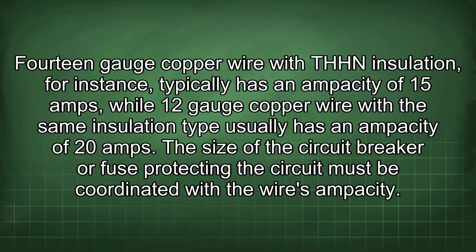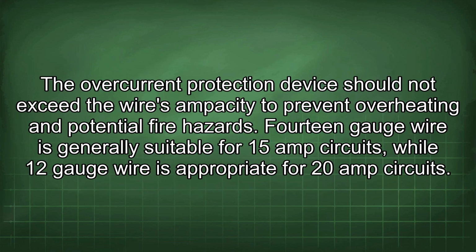The size of the circuit breaker or fuse protecting the circuit must be coordinated with the wire's ampacity. The overcurrent protection device should not exceed the wire's ampacity to prevent overheating and potential fire hazards. 14-gauge wire is generally suitable for 15-amp circuits, while 12-gauge wire is appropriate for 20-amp circuits.